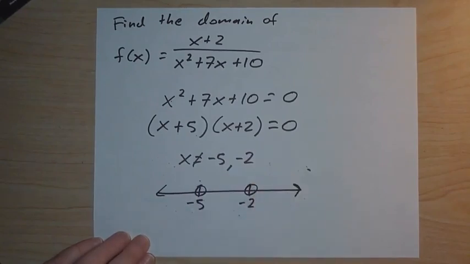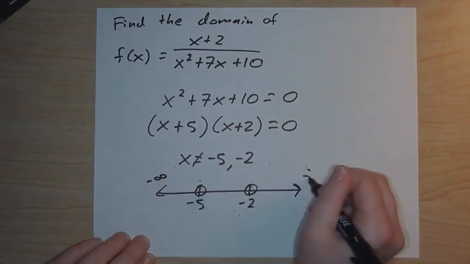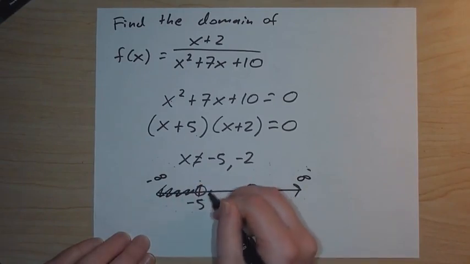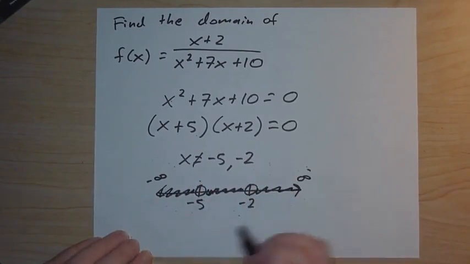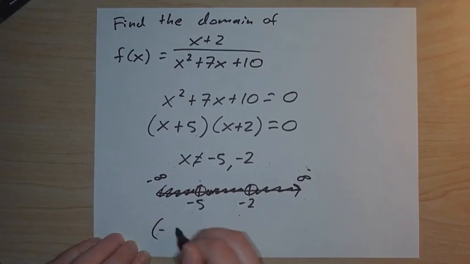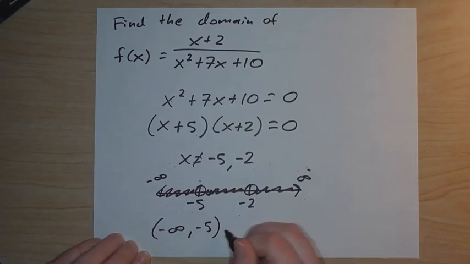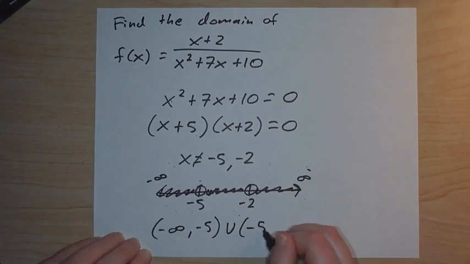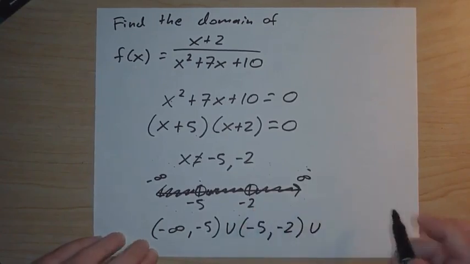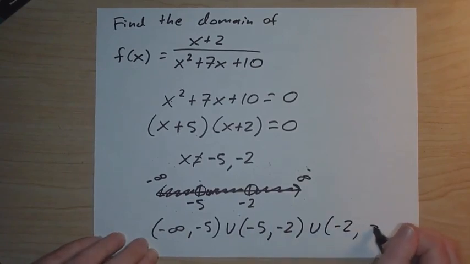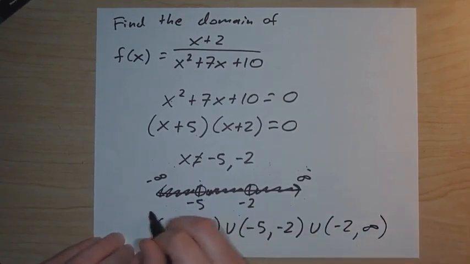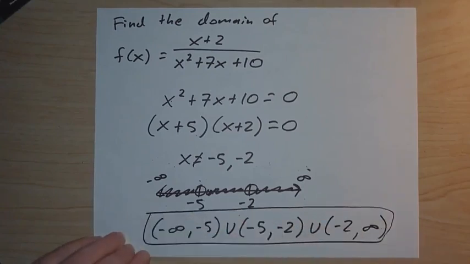So on a number line, we have negative 5 and negative 2, and it cannot be those values, so it's an open circle. It's negative infinity to positive infinity, and it can be anything except those values. So it's going to be anywhere from negative infinity to negative 5, open parenthesis because it's not including negative 5, united with, in between negative 5 and negative 2, not including negative 5 and negative 2, and then from negative 2 to infinity. And that's how you find and write the domain of rational functions.